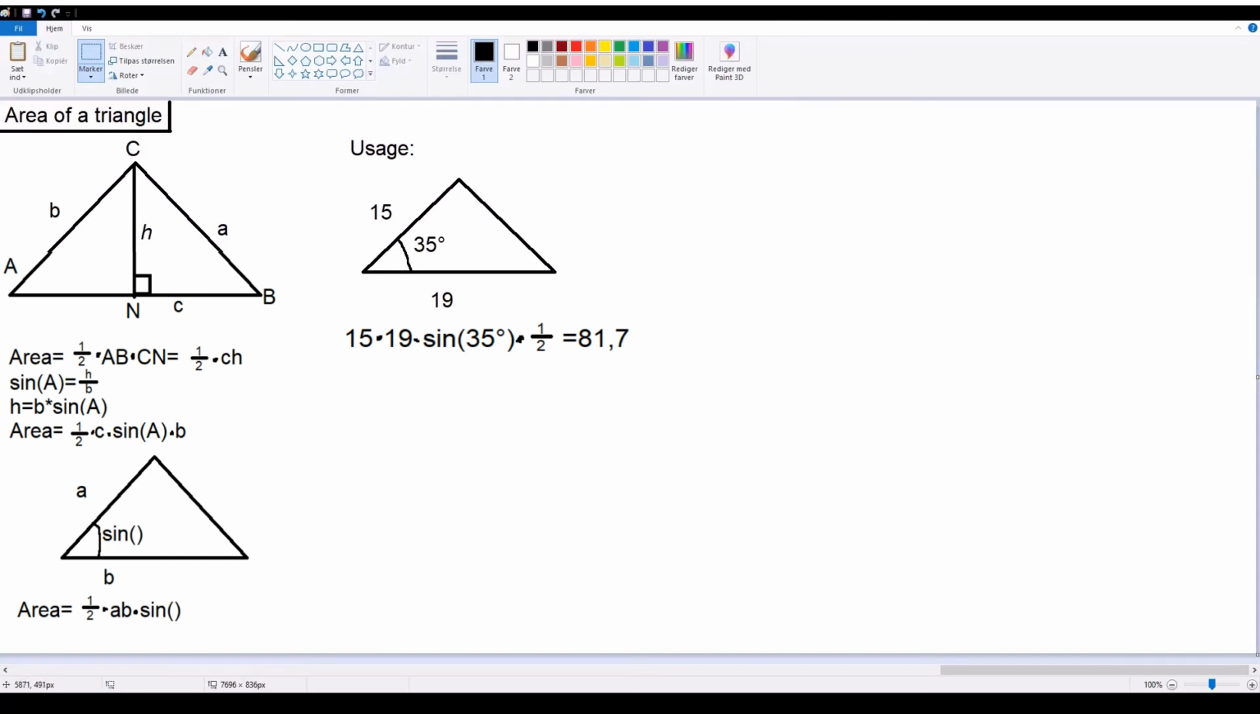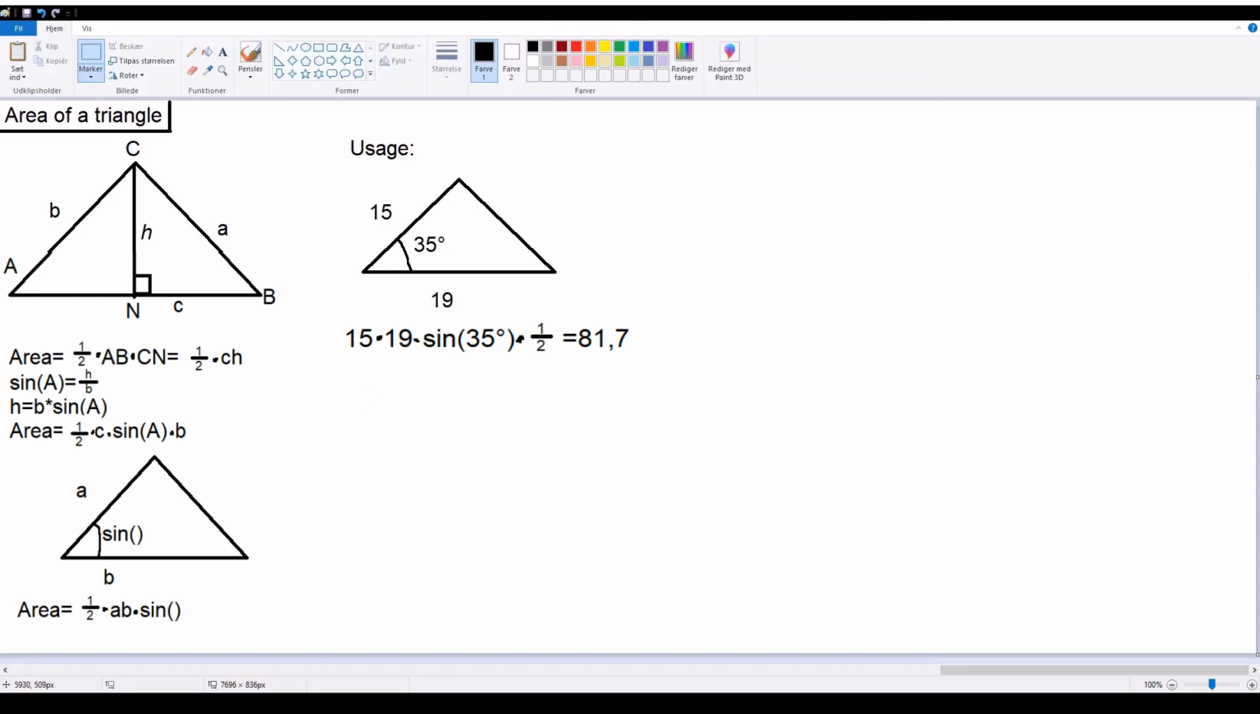Now, you'll notice that sine of A down here will be equal to H divided by B, because B is the hypotenuse and H is the opposite side. This means that H can be represented by B times the sine of A here. This in turn means that you can essentially calculate the area using only a half times the bottom line times B times sine of whatever angle you're using, like in this example here.